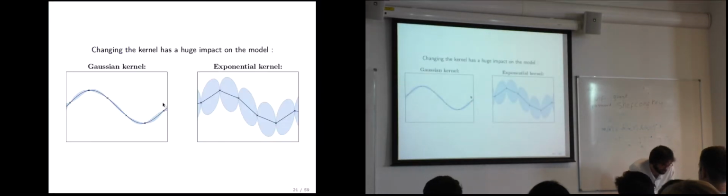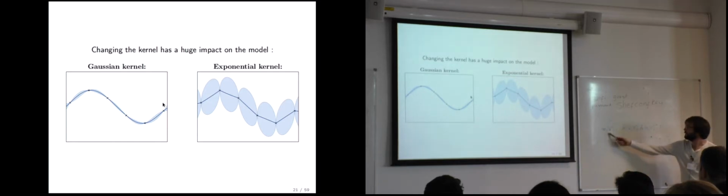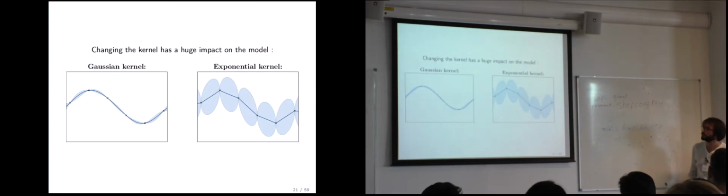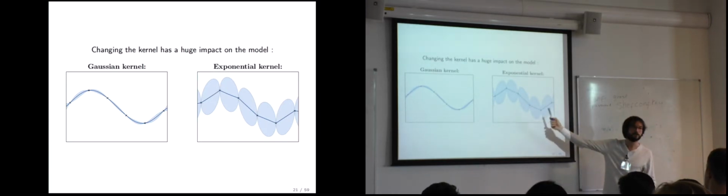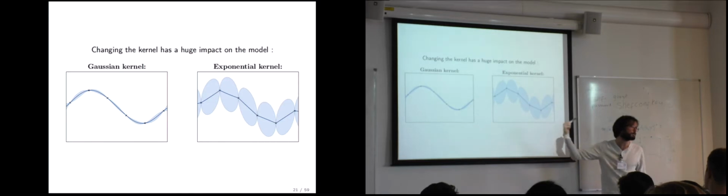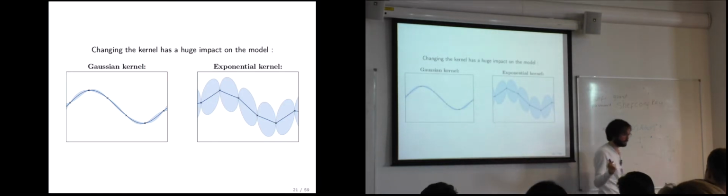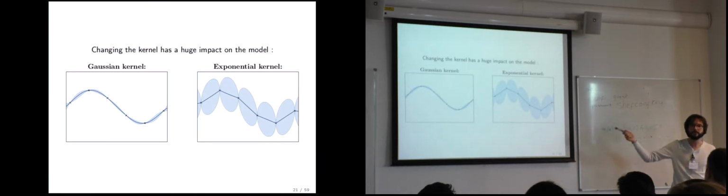Okay, so I'll keep going. We've seen the kernel has a huge influence on the mean predictor. So here, for the same data points, if I just change the kernel and optimize the parameters, I end up with two very different models. Is one of those models better than the other?